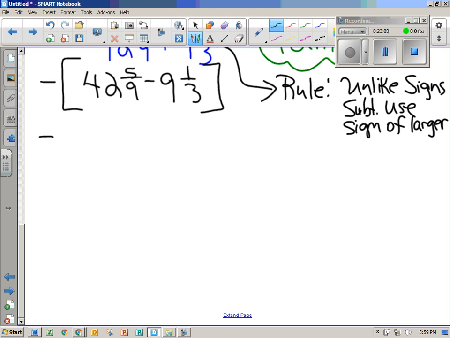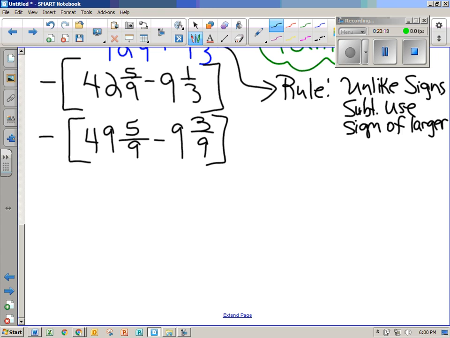So let's see, we need a common denominator. So 9. Keep that one the same. 1/3 is 3/9. Now let's subtract from here. I don't have to borrow because 3 is smaller than 5, so I've got 40. 5 minus 3 is 2.